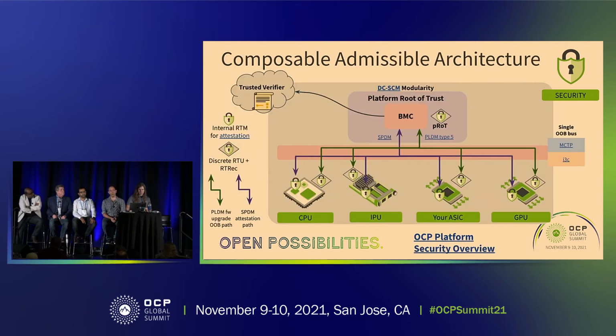And this is how it looks as we put it all together, going back to that original diagram in a composable admissible architecture. We have the components reporting back SPDM to that BMC, and the PLDM for the root of trust for update, the protocol communicating out to all of these devices for their updates, and then of course those measurements getting taken out to the trusted verifier to make a determination as to whether that system as a composite is trustworthy.